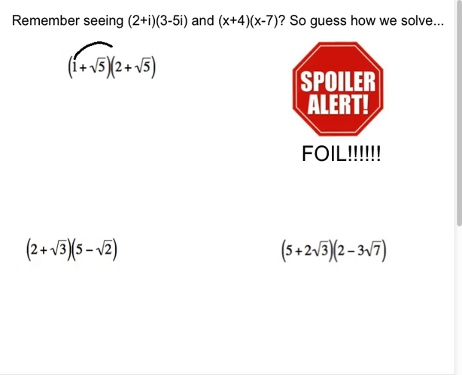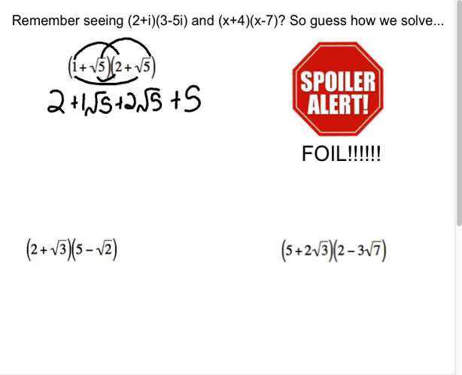So 1 times 2 is 2. 1 times square root of 5, 2 times the square root of 5. Now square root of 5 times square root of 5 is the square root of 25, or just the number 5. So remember, if you have a radical times itself, it just gives back whatever it was, or you can go through the process of thinking, square root of 5 times square root of 5, that's the square root of 25. Square root of 25 is 5. Whichever way makes the most sense to you, just be able to get that number 5 as the last thing.